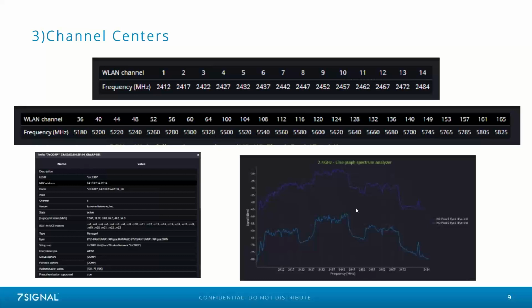If I saw this spike in this area, what does that mean? That means that somebody's communicating on a non-overlapping channel, or I'm communicating on a non-overlapping channel and don't know that. So why the two different spectrum analysis graphs here? Well, I have two spectrum analyzers here.